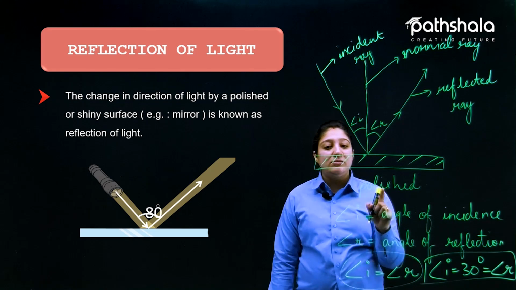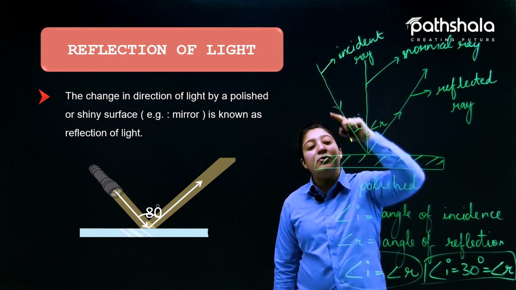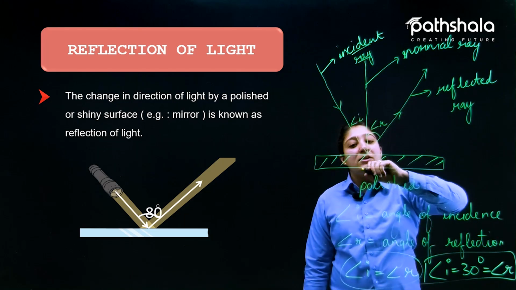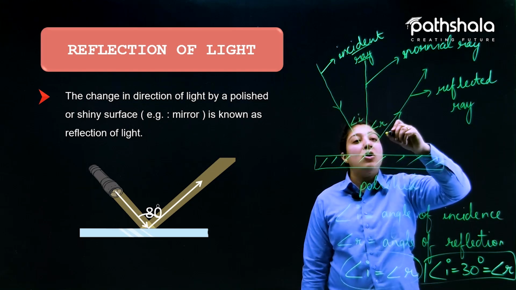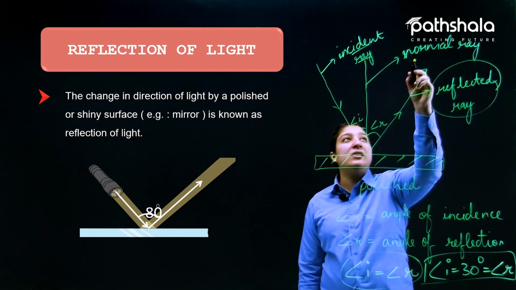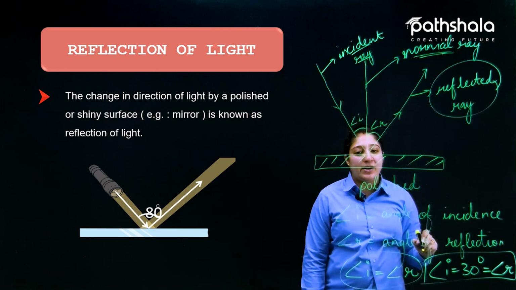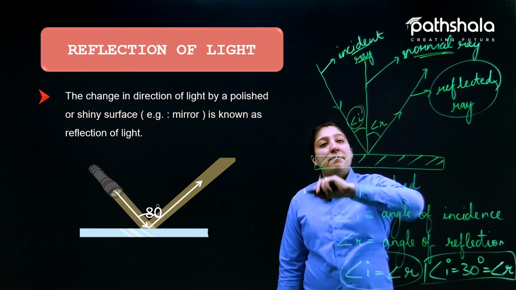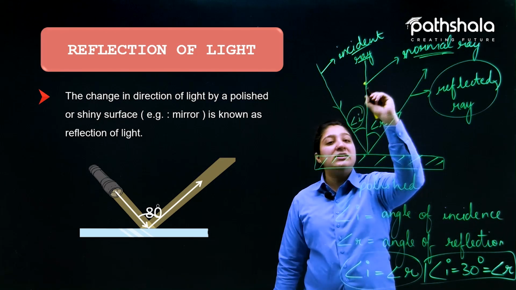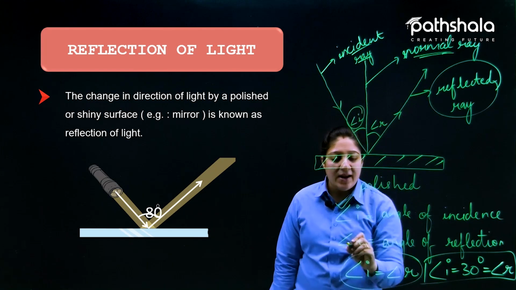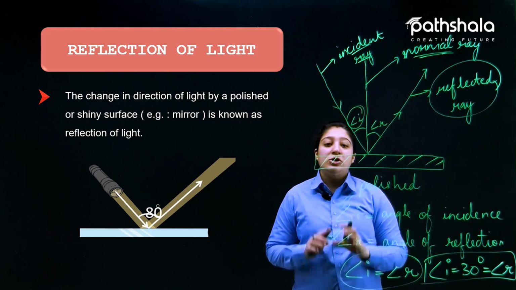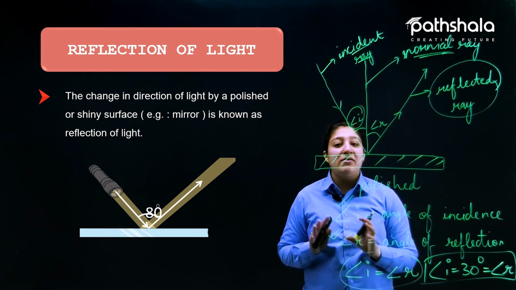So are you clear with these terms? The ray that is falling on the polished surface is the incident ray. The ray which is bouncing back after falling on the surface is the reflected ray, and there is a ray which is perpendicular to the polished surface. It is an imaginary ray, which is the normal ray. The angle formed by the incident ray and the normal ray is the angle of incidence, and the angle formed by the normal ray and the reflected ray is the angle of reflection, and these both angles are always equal. So these are the terms that you should understand in reflection of light.